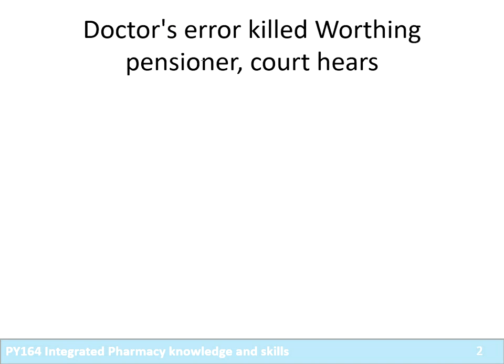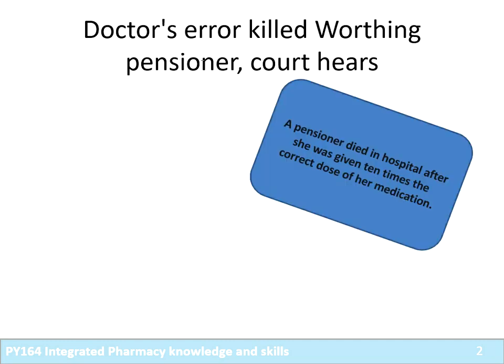Let's have a think about the error. Again, the link is in Student Central for you to have a look at, just so you can see what the real human cost is. So what happened? Basically, a pensioner died in hospital, and the newspaper reported it was 10 times the correct dose of her medication. I wonder if you can see how even they got that wrong.